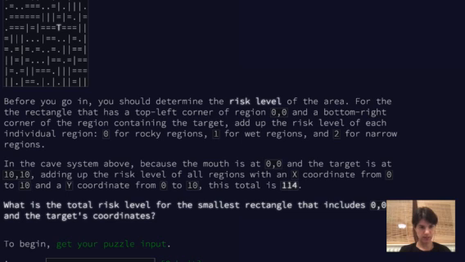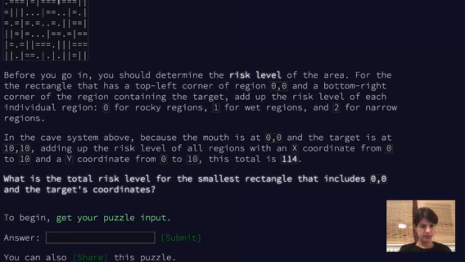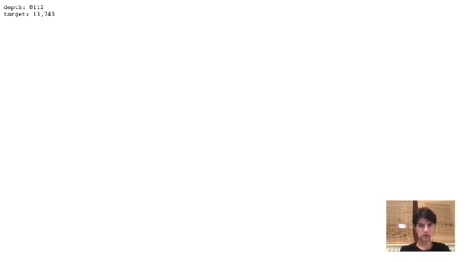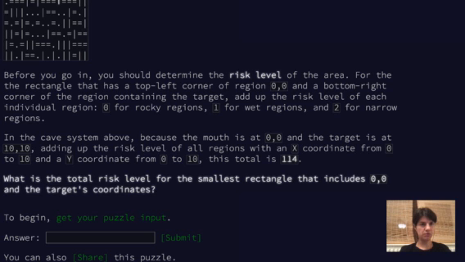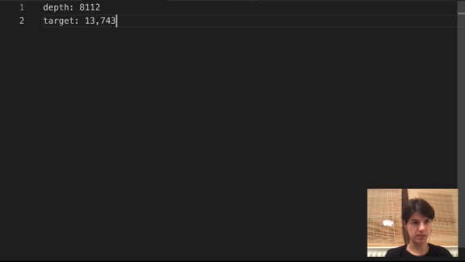So 0, 0, 10, 10, we add them all up. All right. Actually, unless I'm misreading this, this looks like there's no algorithm, nothing really that should be throwing me off in day 22. But there's always this off-by-1 input and then everything is messed up. So this is my test input. I get the depth and the target. I do not like that comma in there.